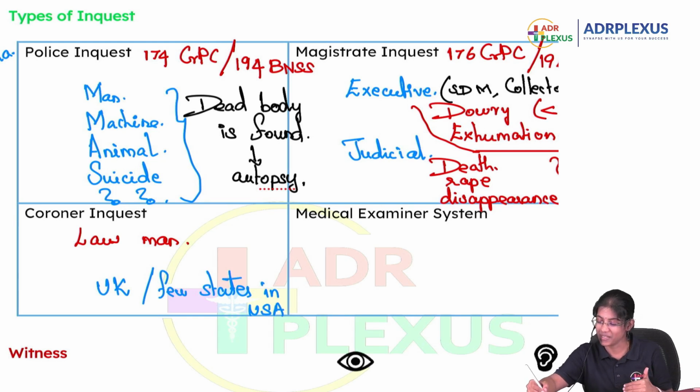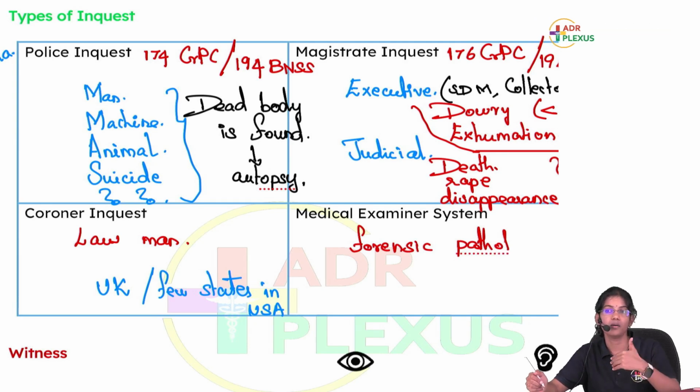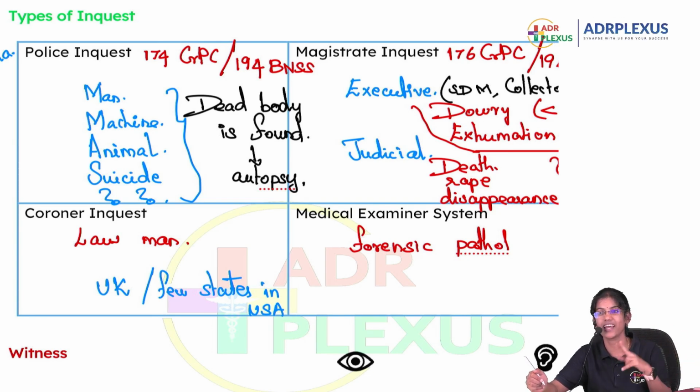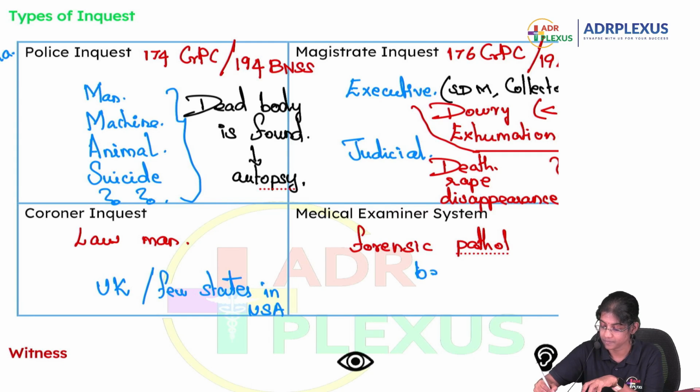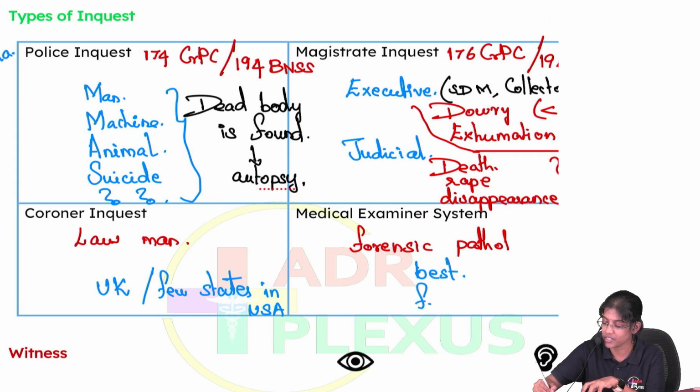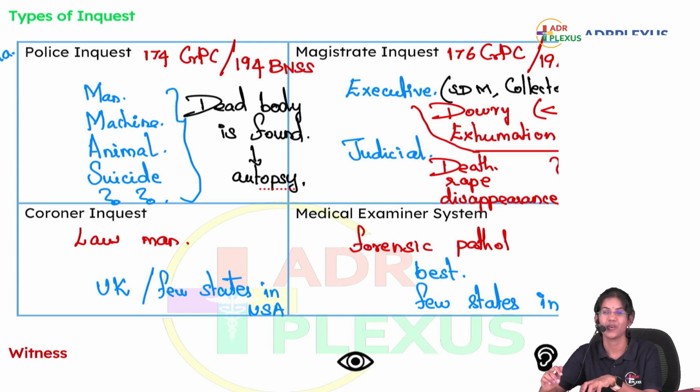Next, you have the medical examiner system. Medical examiners are none other than the forensic pathologist. Now, in India, we study forensic medicine directly. In foreign countries, they have to first study forensic pathology and become an expert in pathology, that's a forensic pathologist. Now, the forensic pathologist will conduct the inquest. It is considered to be one of the best systems, and it's done in a few states in the USA.